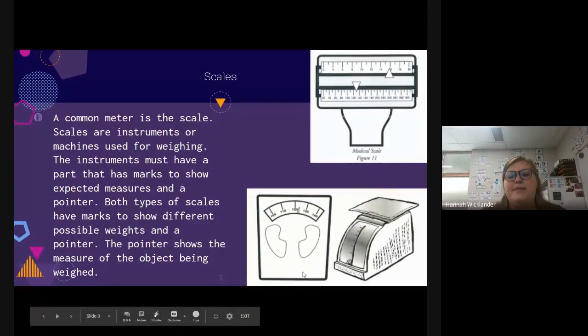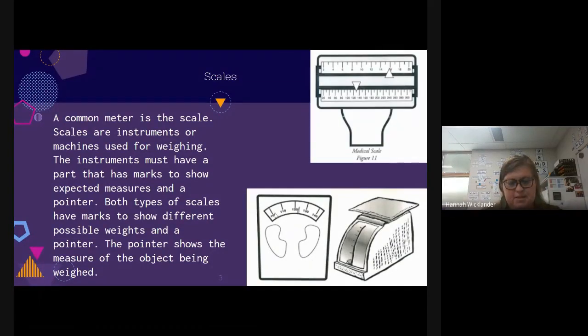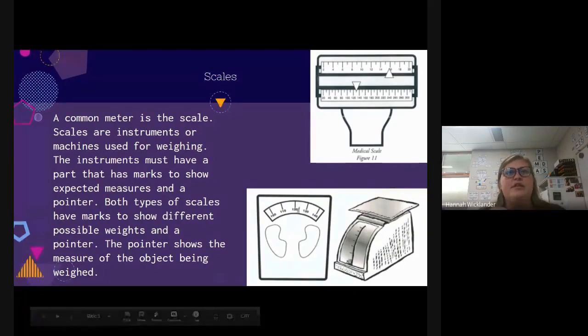This is more of a common scale that you might have in your house that you just stand on. And then there's a little circle in the middle that spins around with the numbers. And so wherever the meter or the pointer points to, that's the weight. And then this one's kind of like a fruit and vegetable scale you might see at the grocery store.